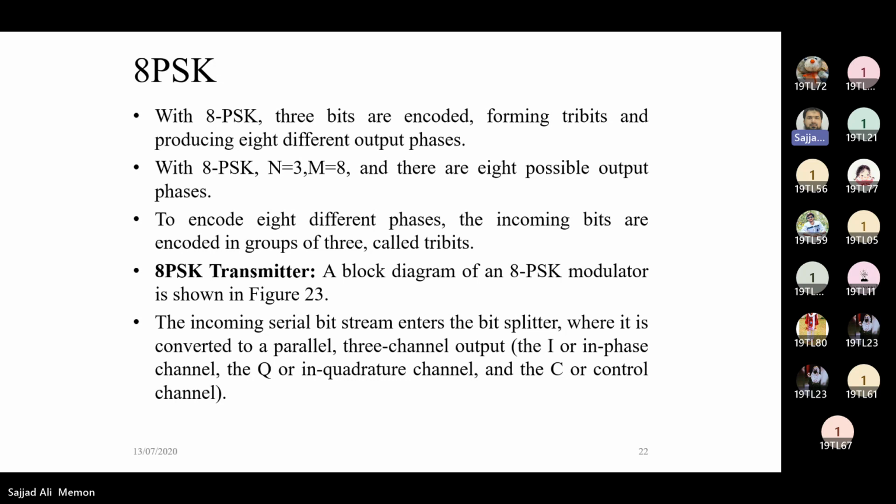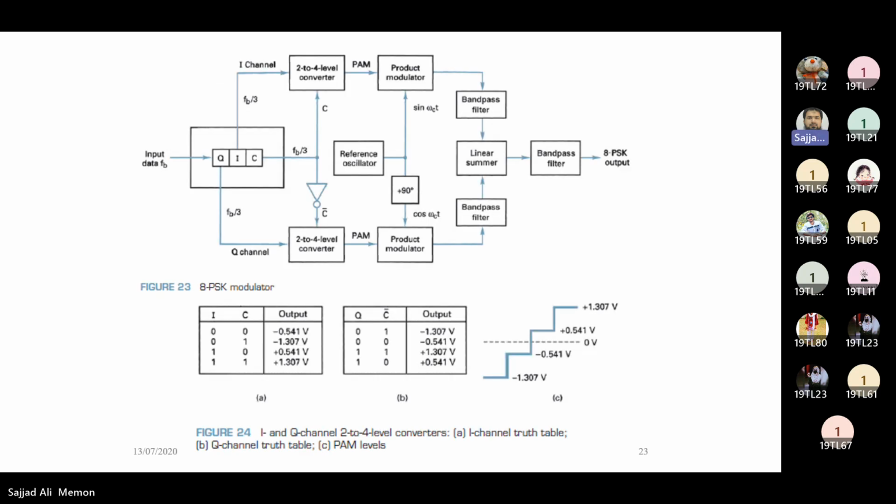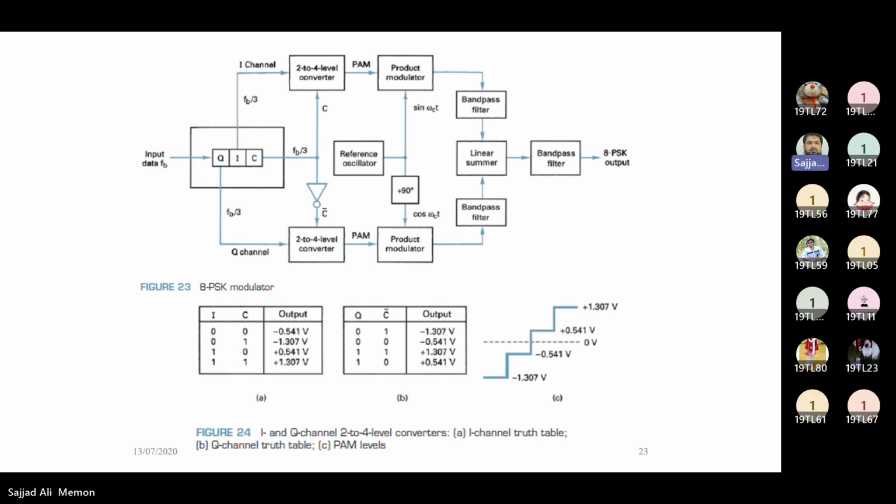So to encode 8 different phases, the incoming bits are encoded into groups of three. That will be 3 bits, which means we should have 3 channels. So it's called tribits. The 8 PSK transmitter block diagram is shown in figure 23, where we see 3 channels Q, I, and C. C is the common channel. Same with the I and Q, except with Q it is inverted, with C it is straight.